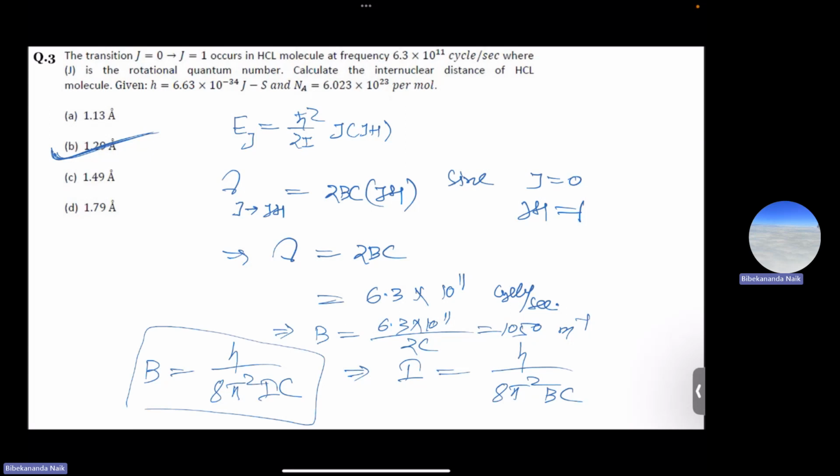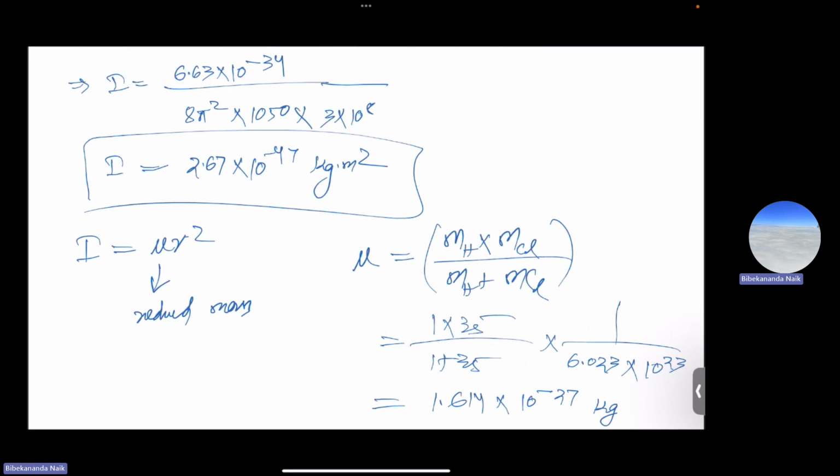So I will be h by 8 pi square BC. Putting the value of B and h, we calculate the value of I, where the moment of inertia is mu r square. In order to calculate the reduced mass of the HCl molecule, we need to find the mass of one single molecule. The mass of HCl, which is 36 gram, is the mass of 1 mole of HCl, which contains 6.023 to the power 23 HCl molecules.